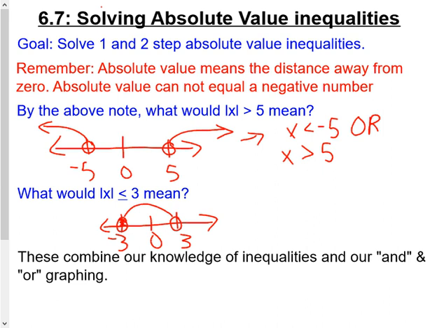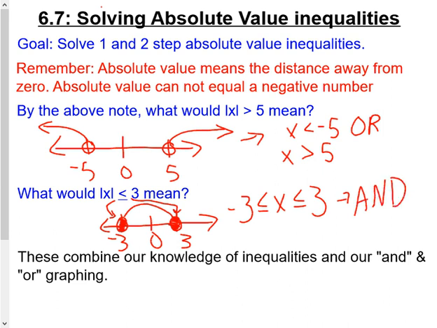Kind of looks a little bit like a barbell. All the values between negative 3 and 3 would work. Now I filled in my points because this is solid. Since that one's solid, both sides are filled in. And that graph looks very similar to negative 3 less than or equal to x less than or equal to 3. So this would be an "and" graph. So greater than graphs look like an "or", less than look like an "and". Okay, and that's going to be a key to graphing these absolute value inequalities.